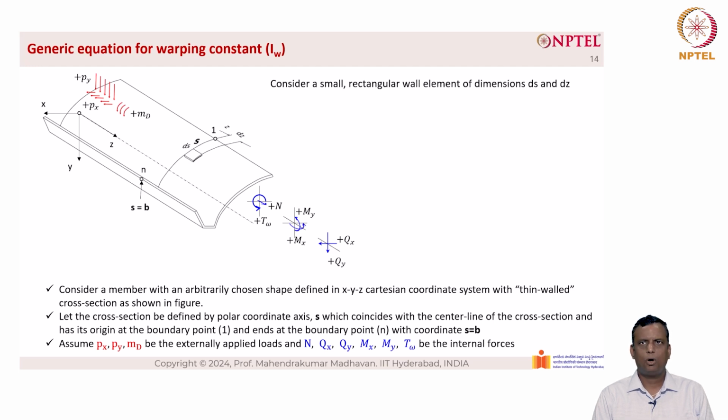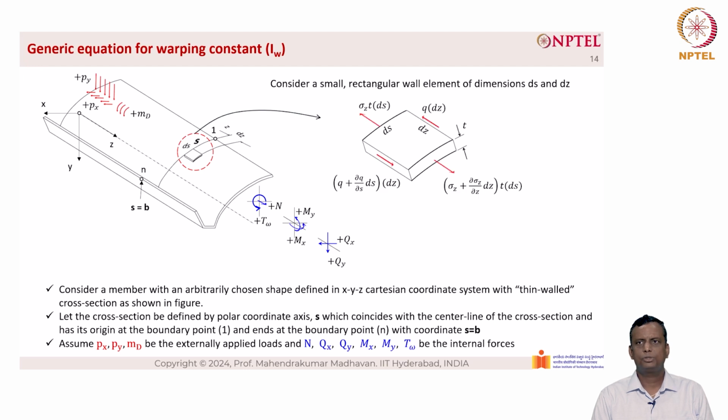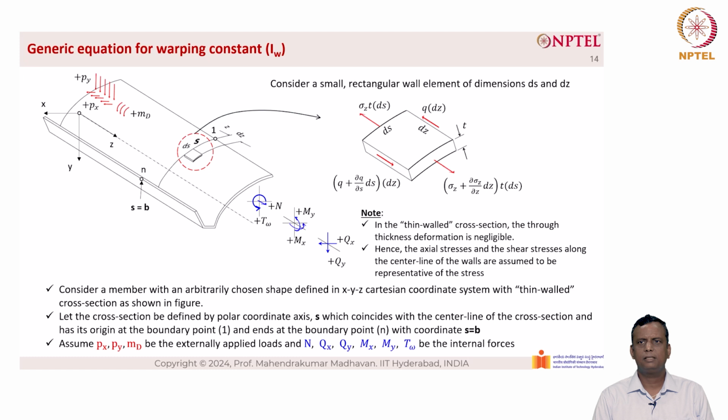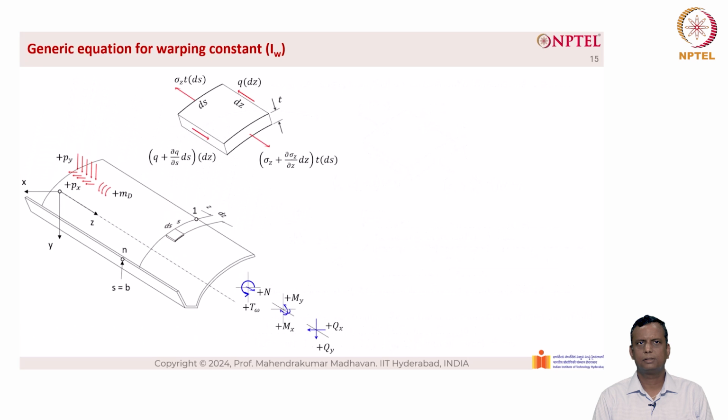Let's consider a small rectangular wall element of dimensions ds and dz. A blown up view is shown in the figure on the right side with thickness t. The figure also shows the forces that are acting in the z direction. Note, in the thin-walled cross-section, the through thickness deformation is usually negligible. Hence, the axial stresses and the shear stresses along the center line of the walls are assumed to be representative of the stress. Now, let us look at the equilibrium for the wall element shown above.